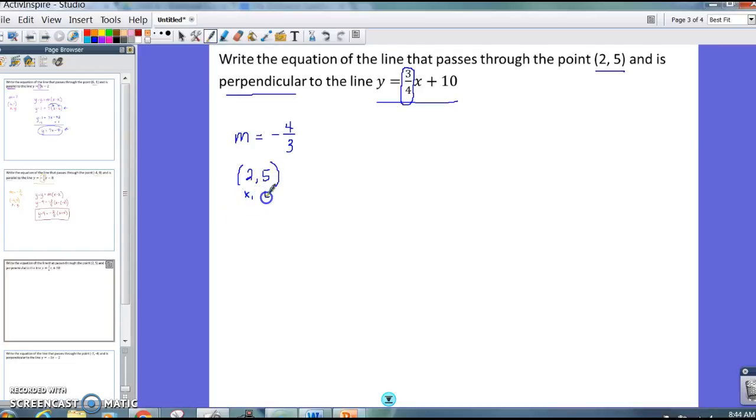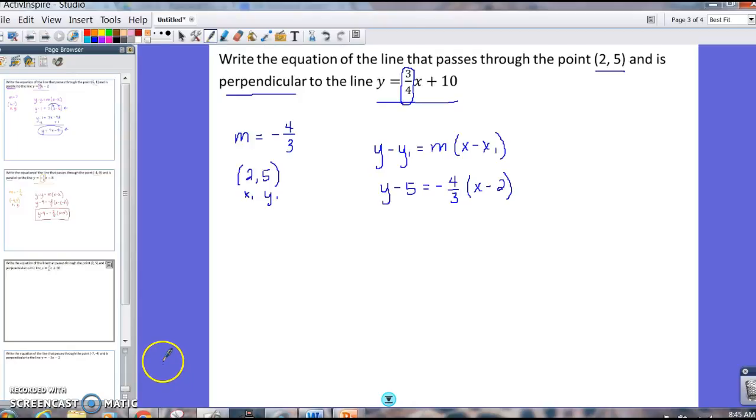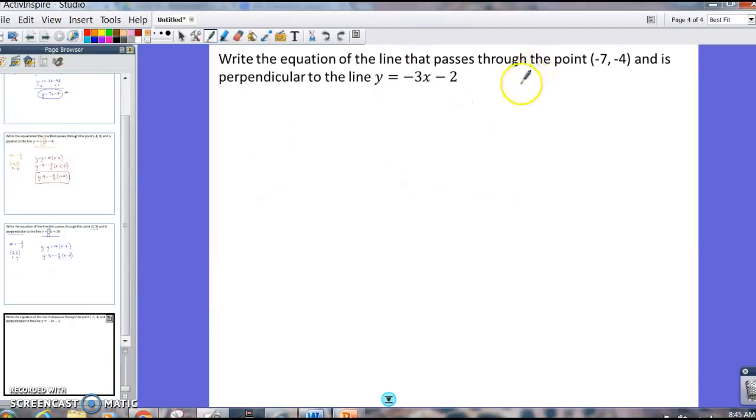My point is (2, 5). So here's my x1 and here's my y1. So my equation is y - y1 = m(x - x1). And again, I'm just going to substitute in. So I have y - 5 = -4/3(x - 2). And that's it. That's your whole problem. Okay, so the difference with perpendicular is that you have to flip the slope and change the sign. Okay, let's try one more.